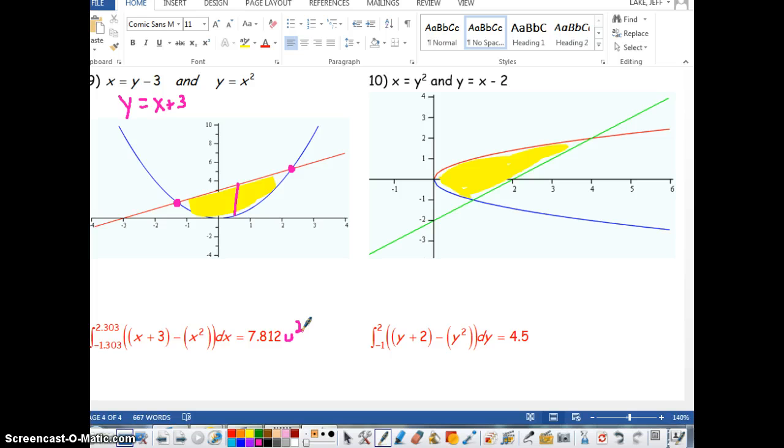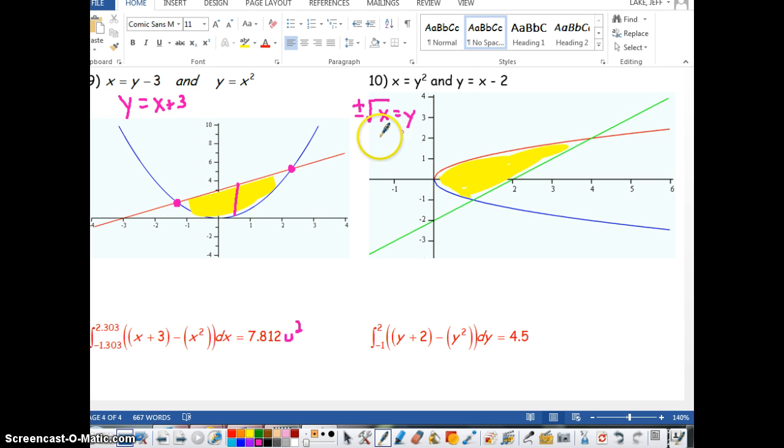Number 10, same idea, x equals y squared, y equals x minus 2. To solve this one here, you're going to first take the square root, so you get plus or minus square root of x is equal to y. So if you were to graph that again, you should know the square root of x is the top one, the negative is the bottom of the blue one, and the green is the y equals x minus 2.